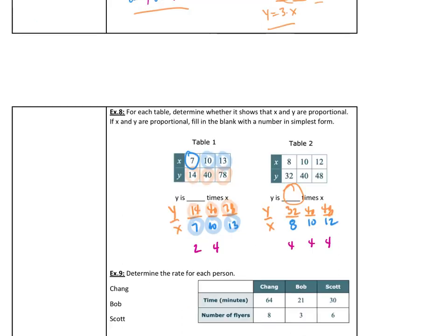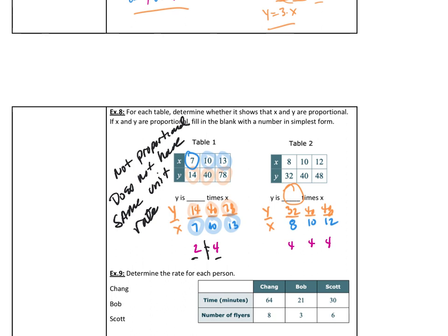Okay, so when you look at this one, really, as soon as two of them come up where they're not equivalent, so these two are not equivalent, as soon as you have one that's not the same as the others, it's not a proportional relationship. Because here we have a unit rate of 2, and here we have a unit rate of 4. You're done. You just say not proportional, doesn't have the same unit rate. And if it doesn't have the same unit rate, there's nothing that's going to go in there. Because you just said it's not proportional. So it's not a constant of proportionality.